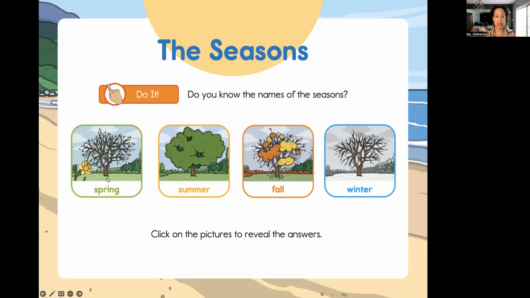So we have spring. So why do you think this picture is spring? That's right, because we see the flowers. We see the flowers blossoming. They're starting to grow. And the tree doesn't have so much foliage, meaning we don't see too many leaves or greenery. It's starting to grow. And the summertime, right? We have lots of growth in the tree.